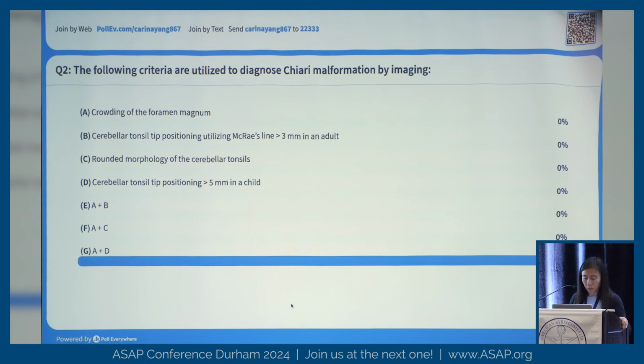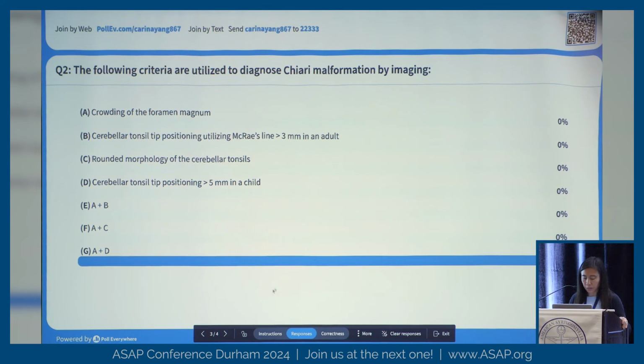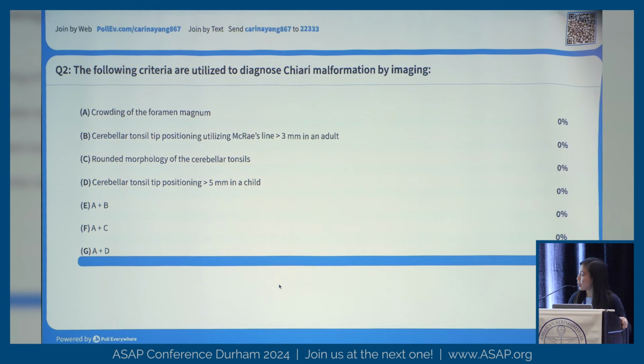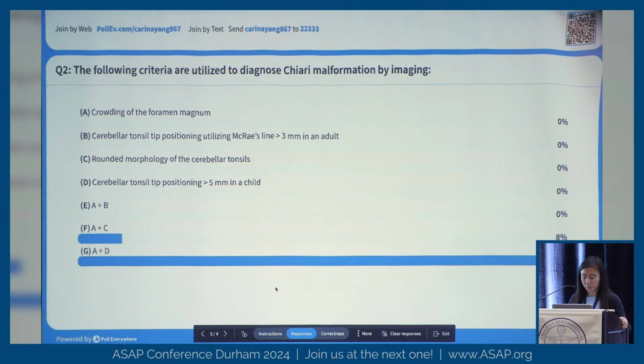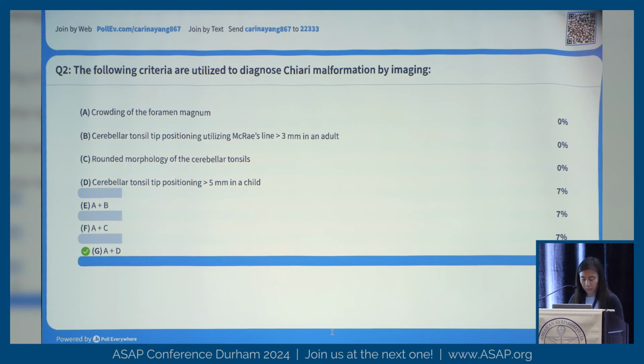So A and B would be the crowding with the cerebellar tonsillar tip greater than 3. A and C is rounded morphology. A and D is tonsil tip greater than 5 millimeters with the crowding. Looks like everyone's loving A and D. Okay, a couple little other ones. Perfect. Okay, so I think the majority of you got the right answer, so that's awesome.